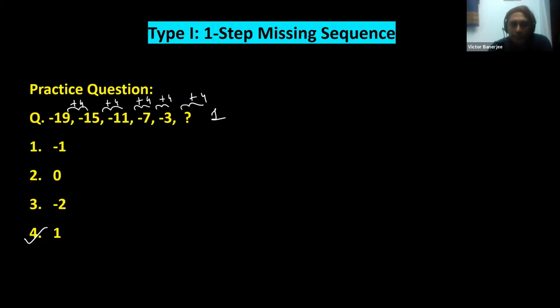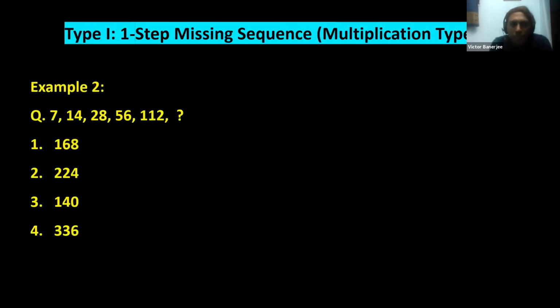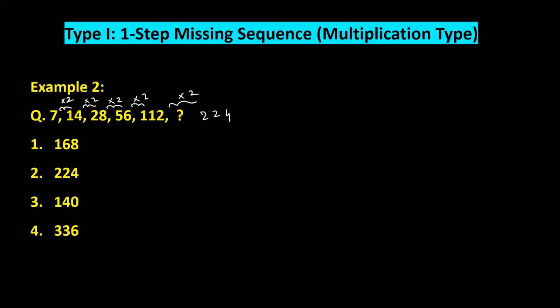Let me give an example. Look at this multiplication type question. It's a simple one though: 7, 14, 28, 56, 112. We need to find the next number. You can easily realize the pattern. It's into 2, into 2: 14 into 2 is 28, 28 into 2 is 56, 56 into 2 is 112. So the next number must be 112 into 2, which is 224. Very good. Option 2.